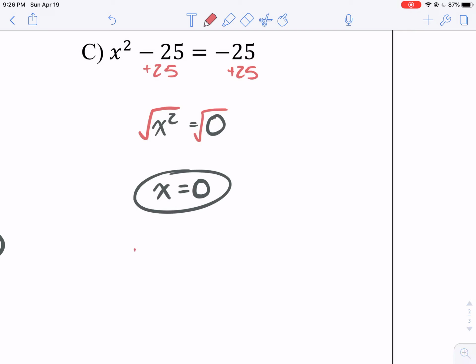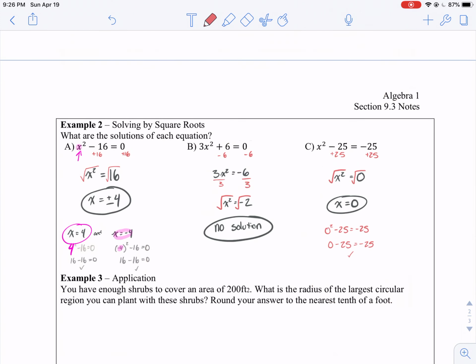That's our solution. Now let's check and see if it worked. Is it true that 0 squared minus 25 equals negative 25? Well, 0 times 0 is 0. 0 minus 25 is in fact negative 25. So yay, we did it right.